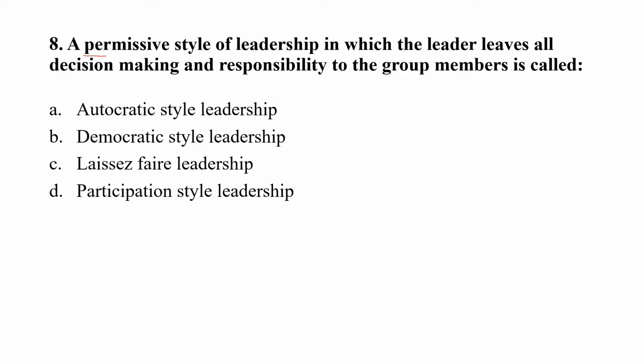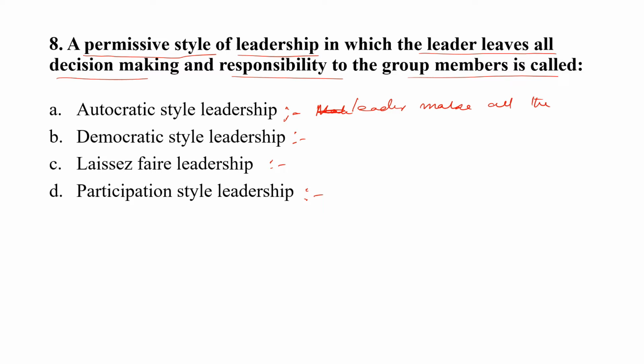Question number 8. A permissive style of leadership in which the leader leaves all the decision making and responsibility to the group member is called: option A, autocratic style leadership; option B, democratic style leadership; option C, laissez-faire leadership; option D, participation style leadership. Autocratic style leadership means the leader makes all the decisions with no inputs from others.